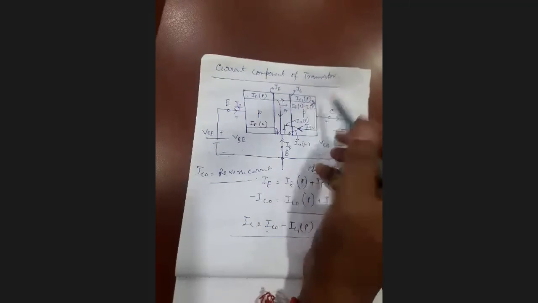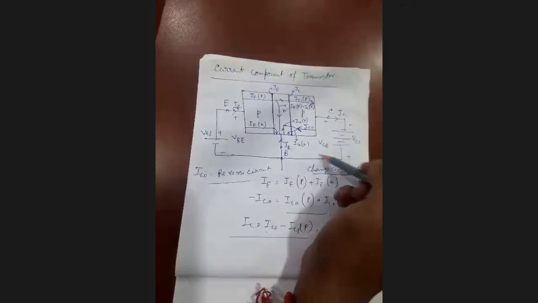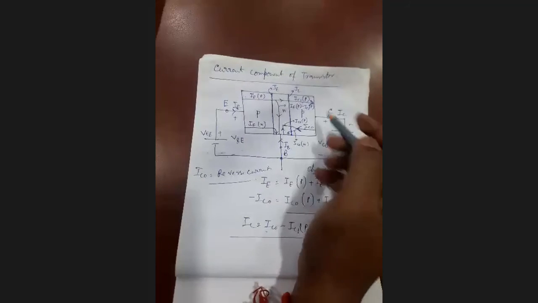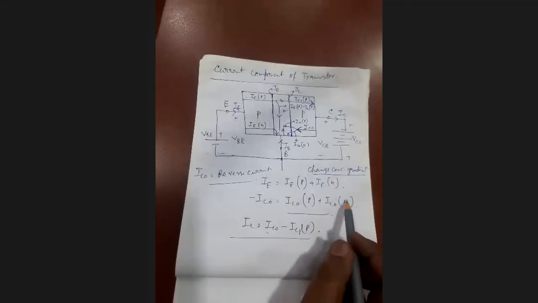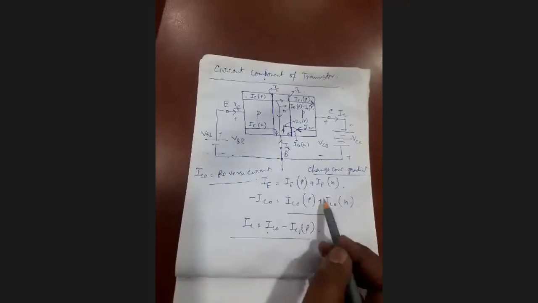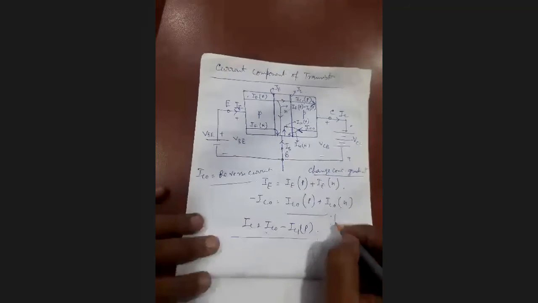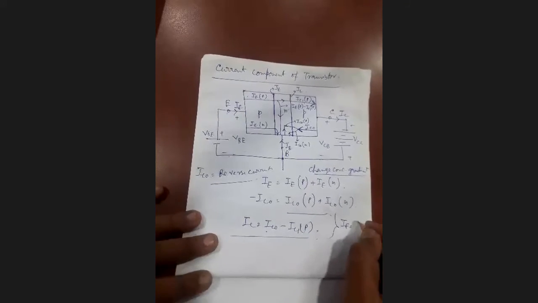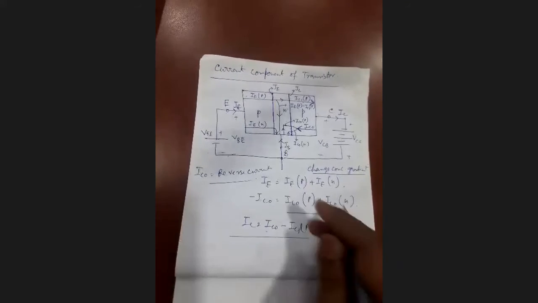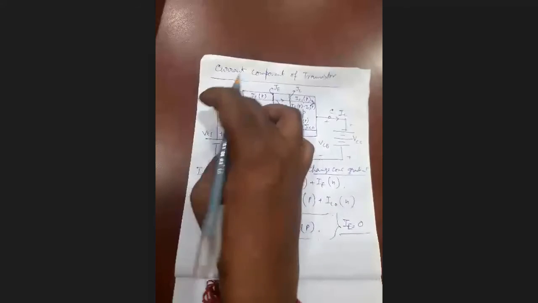So in that case, when we apply reverse bias over here at the reverse junction, ICO is generated. This ICO has two components: one is due to the majority carrier and the other is due to the minority carrier. This is delivered when IE is equal to 0, which means it is considered as an open circuit.